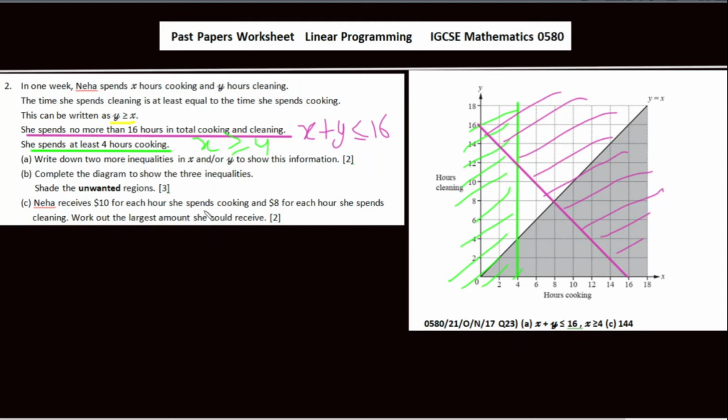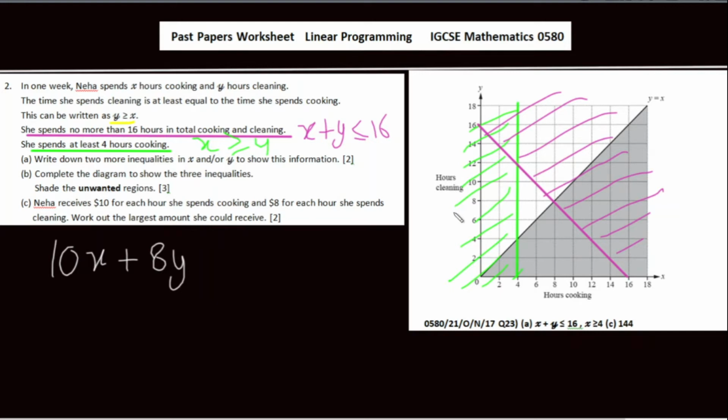Okay, so we have completed the diagram to show the three inequalities. Neha receives $10 for each hour she spends cooking. Cooking is the value of x, so 10x, and $8 for each hour she spends cleaning, so 8 times y. Work out the largest amount she could receive. Again, the bigger number is being multiplied with x, so we need to choose the biggest possible value of x so that we get a bigger answer altogether.